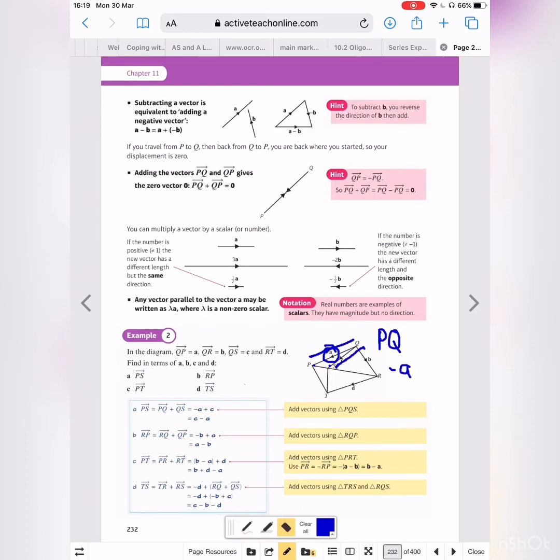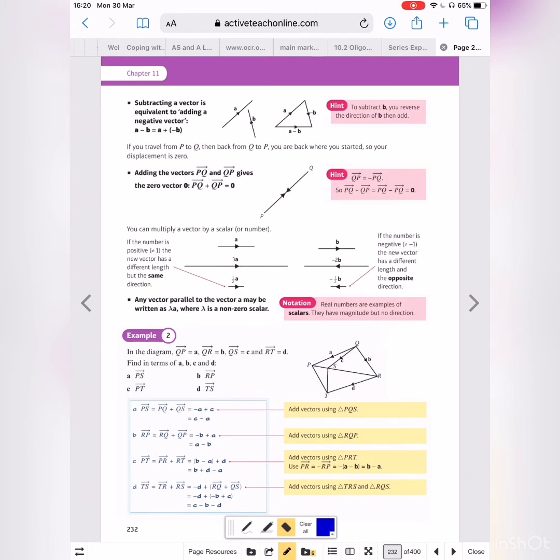and then let's just rub that out so we can see a bit clearer. And then we're going from Q to S, which as we can see is just C. So we're adding on C. As it says in the answer, that's exactly what we've got. It then changes it round just because mathematicians don't really like to have the minus at the beginning. Either way round is not a problem. You can write it either way round as long as you've got a minus A and a plus C.